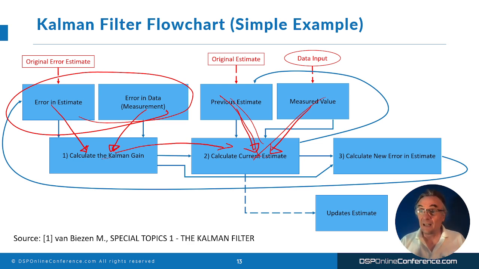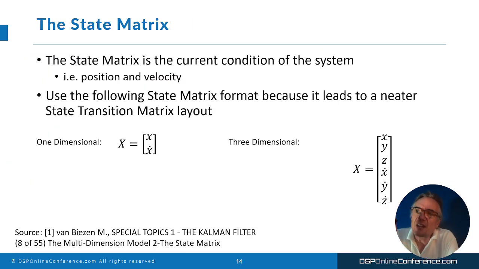Okay, so that's the high level view. Before we go and look in a little bit more detail, I just want to cover a couple of more key points. The first is the state matrix. This is the matrix that is going to store our position and velocity.